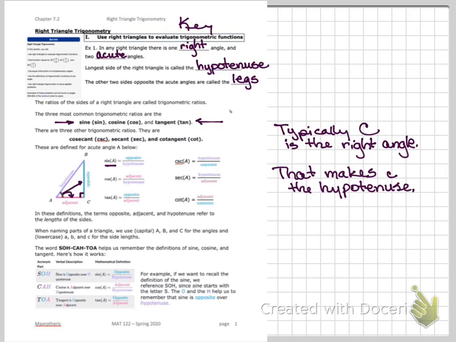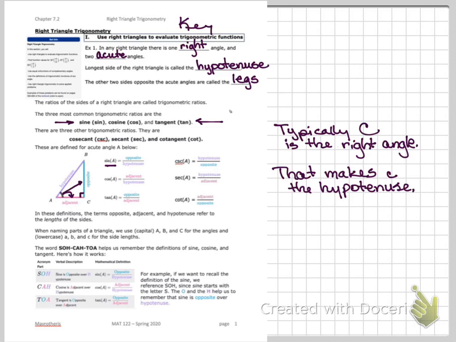Okay? So keep in mind, we're talking specifically about angle A here. If we were talking about angle B, the hypotenuse would stay the same. The opposite and the adjacent sides would swap, be different. Okay? So the sine is the length of the opposite side over the hypotenuse. Cosine is adjacent over hypotenuse. Tangent is opposite over adjacent.